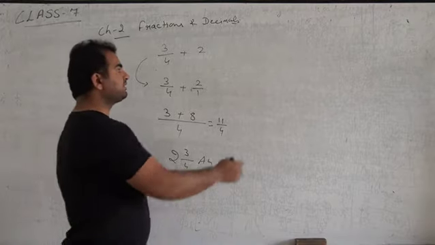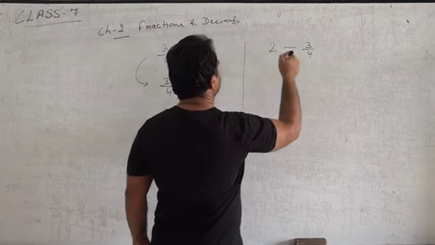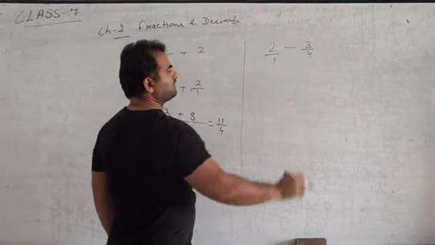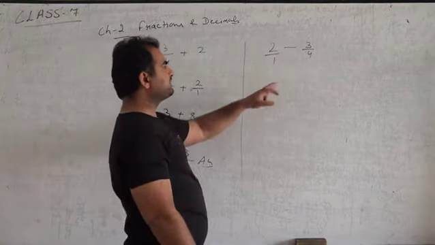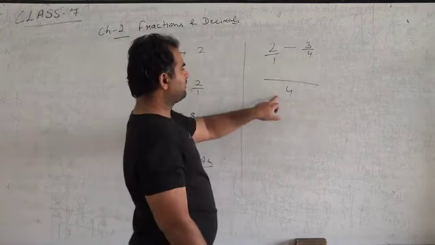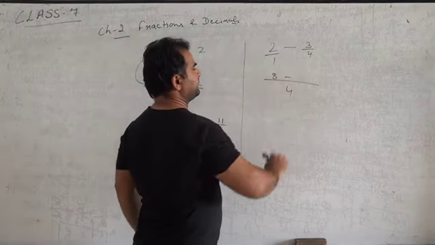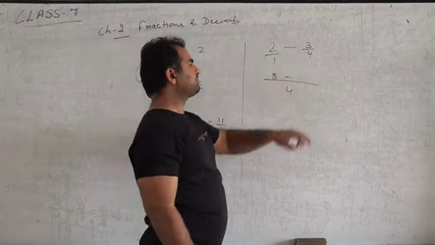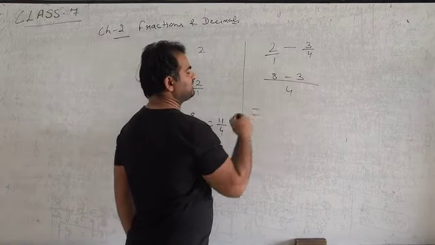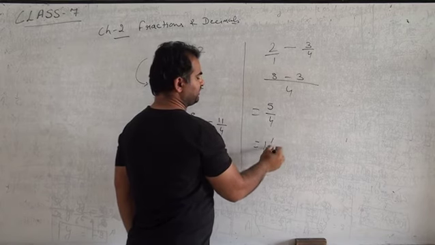Similarly, when we have to subtract, like if we have to subtract 3 upon 4 from 2, then we have to take the LCM. For that, we must write it as 2 upon 1. The LCM of 4 and 1 will be 4. 4 divided by 1 is 4, multiplied by 2 equals 8. Minus 4 divided by 4 into 1 into 3, it will be 3. Done? What is 8 minus 3? 8 minus 3 is 5 upon 4, or we can write it as 1 1 by 4.